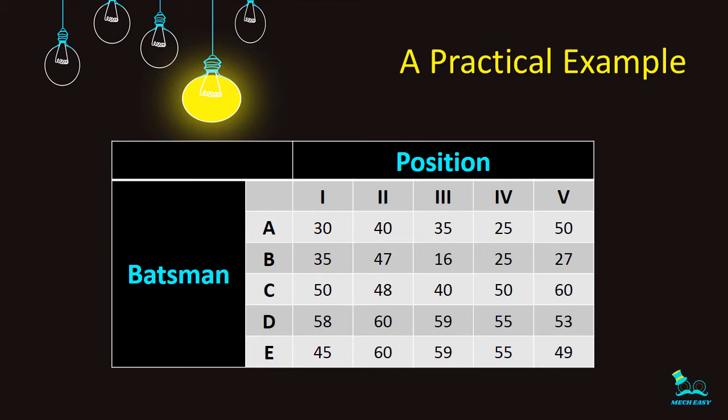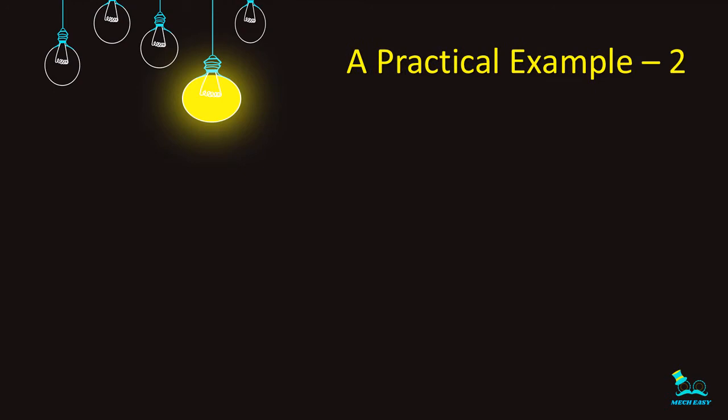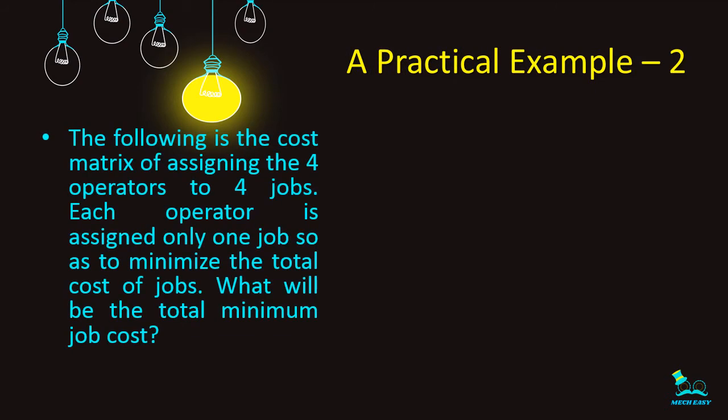Here we have seen an example in which our objective was to maximize team score. Now let us take one more example which is having objective function to minimize something. Here the question is, the following is the matrix of assigning 4 operators to 4 jobs. Each operator is assigned only one job so as to minimize the total cost of jobs. What will be the total minimum job cost?